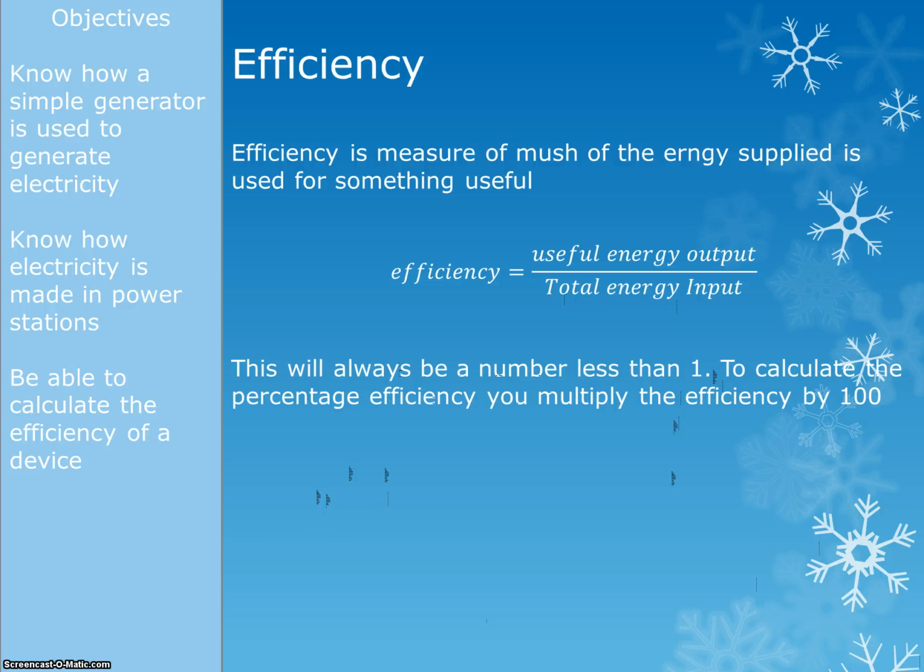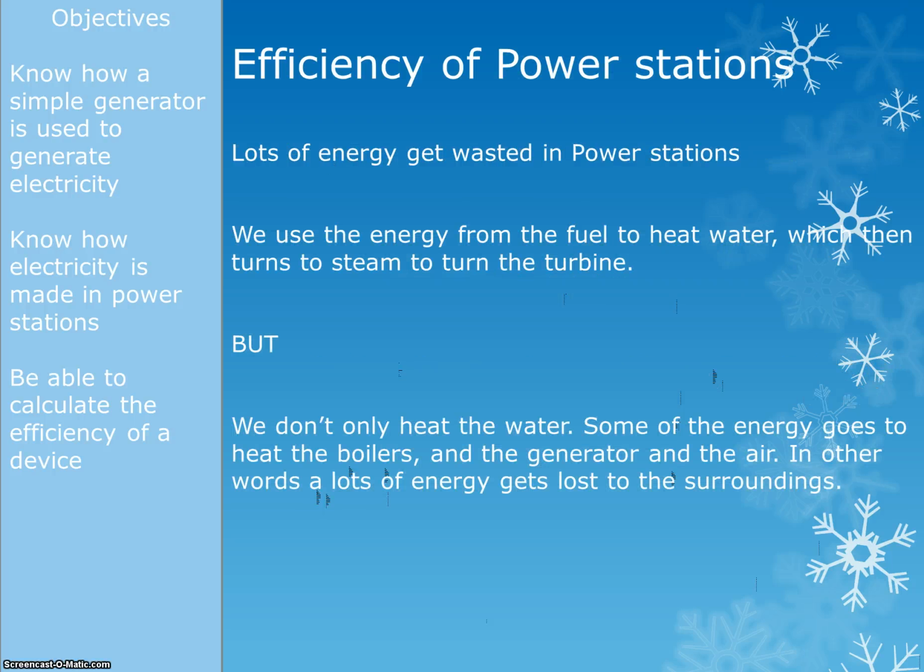So if something's not completely efficient, it means that the energy must be going somewhere else, must be getting wasted. Now in power stations, a lot of energy is wasted. Now we use the energy from the fuel to heat water, which becomes steam, which turns the turbine. Unfortunately, we can't just heat the water. It'd be great if we could, but when we burn our fuel, it's going to heat the air, it's going to heat the container I've got the water in, it's going to heat the container that I've got my fuel in, it's going to heat everything around it. So what we're trying to say is that the energy gets lost to the surroundings.